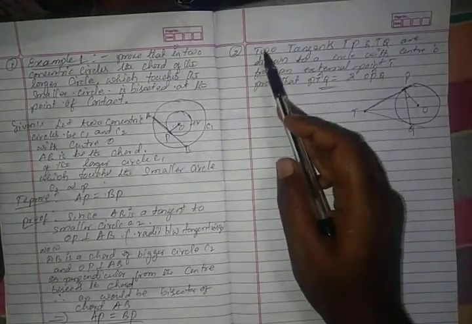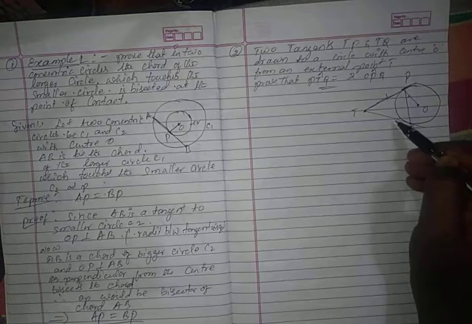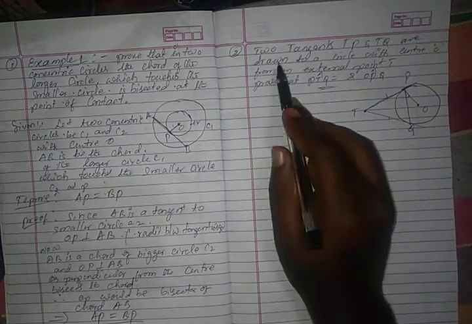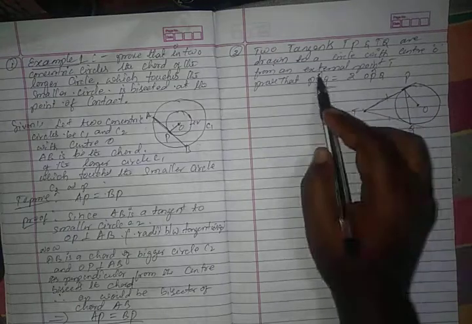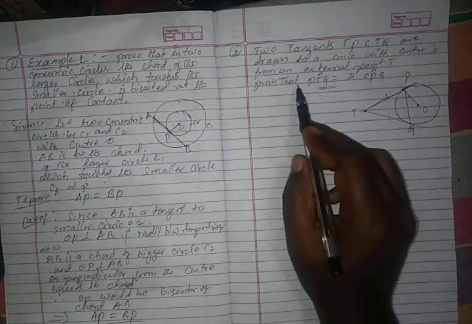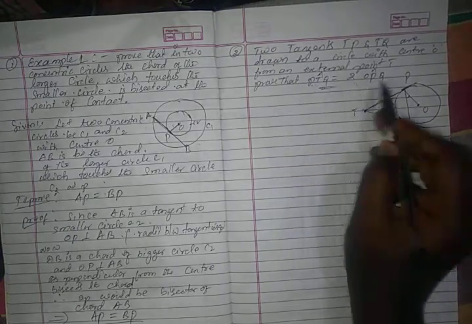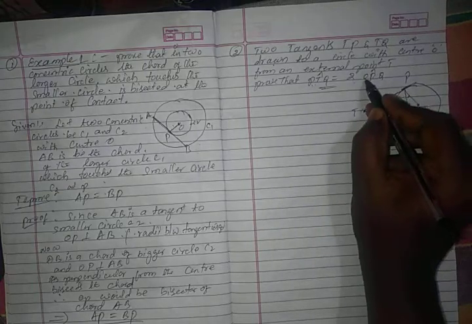Here is the second problem. Two tangents TP and TQ are drawn to a circle with center O from an external point T. We have to prove that angle PTQ is equal to 2 times angle OPQ.